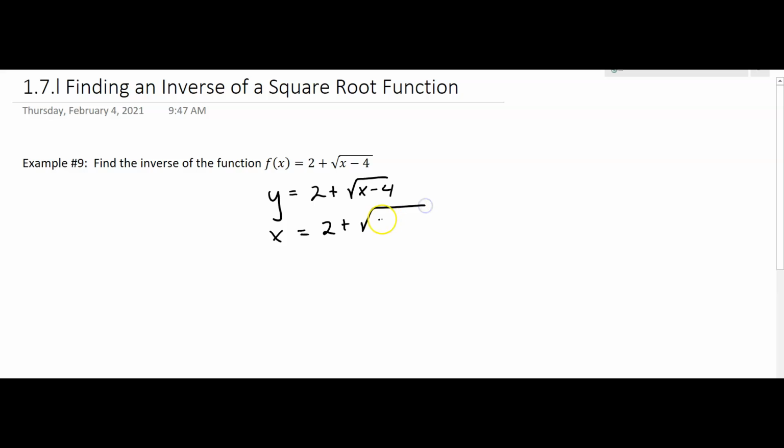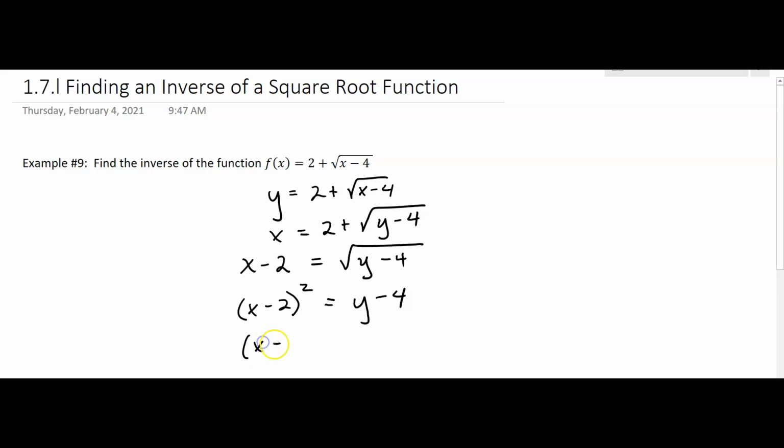And the book might do it a little bit differently, but it's going to be the same steps. Okay, subtract the 2. And then you're going to have to square both sides to get rid of that radical. So it's going to be x minus 2 squared equals y minus 4. And then we'll have to add the 4 over. So x minus 2 squared plus 4, and that's going to equal y.